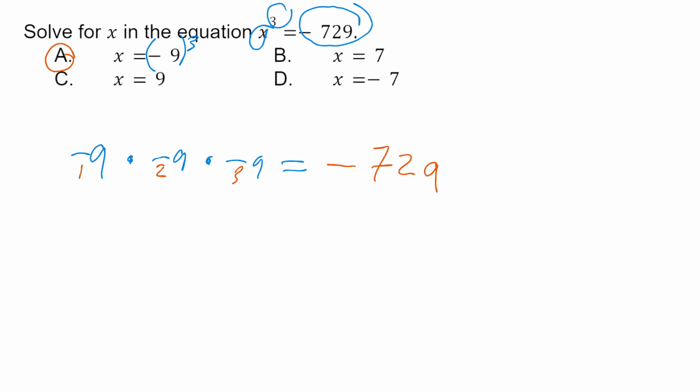Again, when you say x cubed is equal to negative 729, and you need to solve for x, it means you need to check one by one the choices. And then you cube or raise all of them to 3, and then check which one will result in negative 729. And the only answer is letter A. Okay, next one.